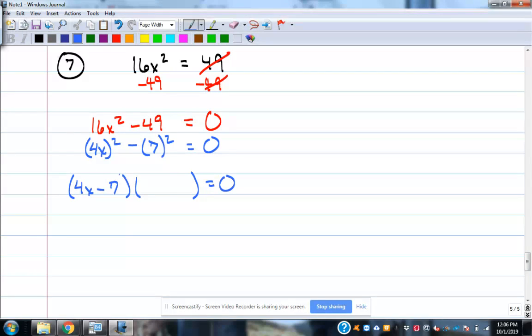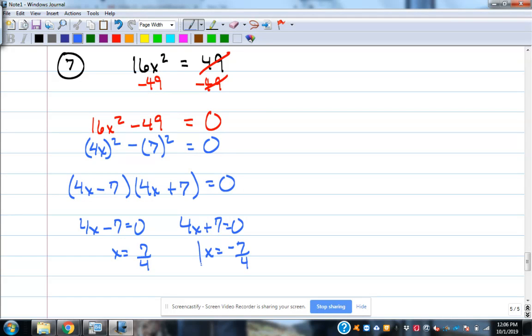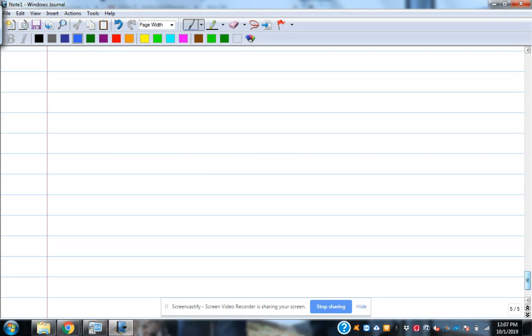Yeah, 4x minus 7, 4x plus 7. Set those equal to 0. So solve those, it'll be 7 over 4 and negative 7 over 4. Not bad, right? Pretty easy. Okay, let's do one more and we're done.